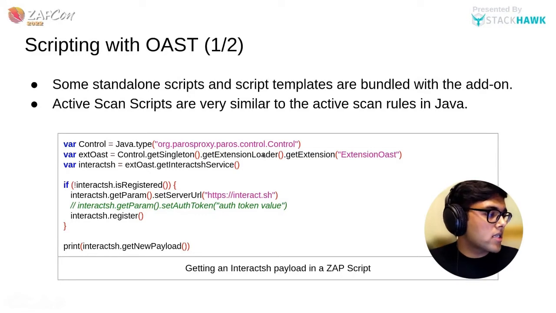We're getting the extension, and we're getting the Interact Asset Service from the extension. First, we check if the service is registered or not. And if it's not registered, we set the server URL, register it, and get a new payload.